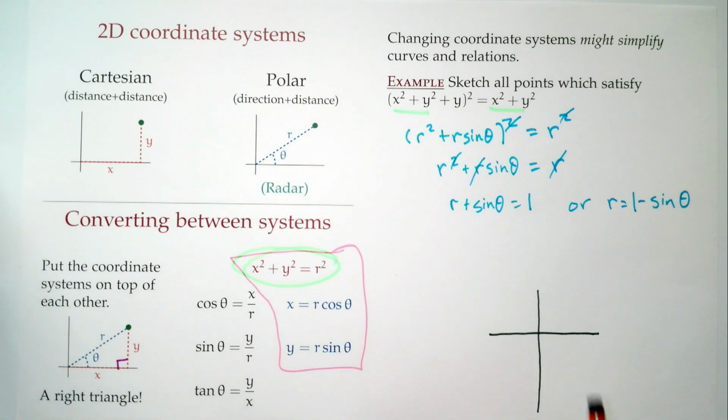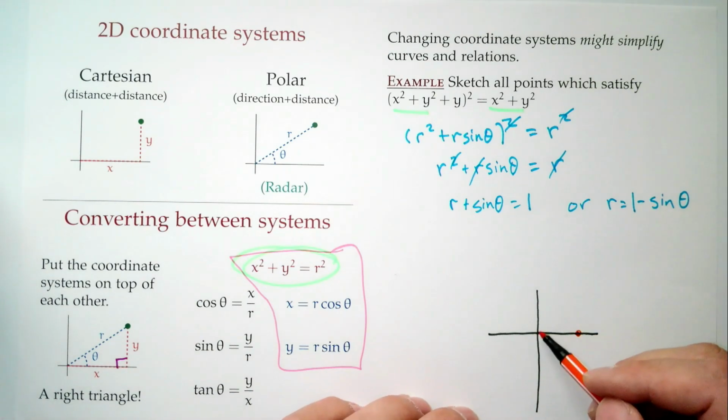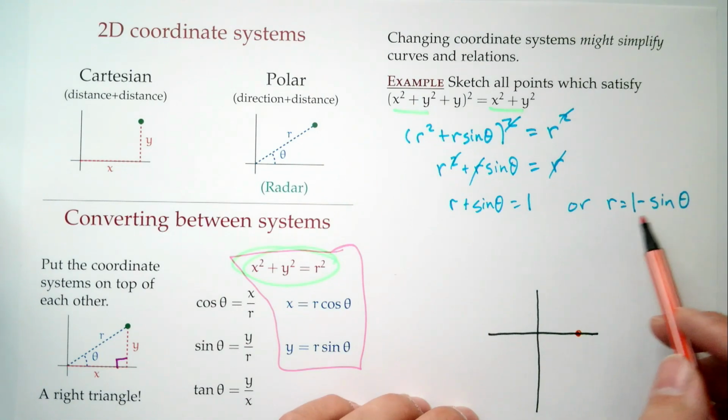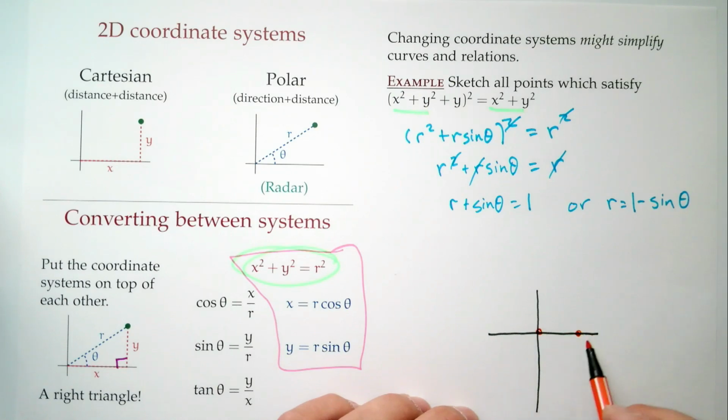For instance, theta equals 0. That's the positive x-axis. How far do I go? What's the value of r? 1. So let's say this is 1. All right. Now I come up, theta equals pi halves. So I plug in pi halves. What's the value for r? 0. So what's going to happen is, when I'm going in that direction, I'm going out a distance of 1. Then as I move my direction, I'm going to get closer and closer.